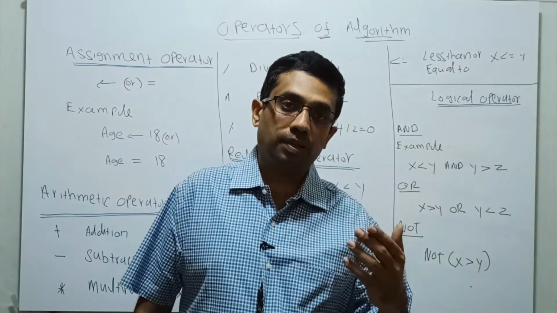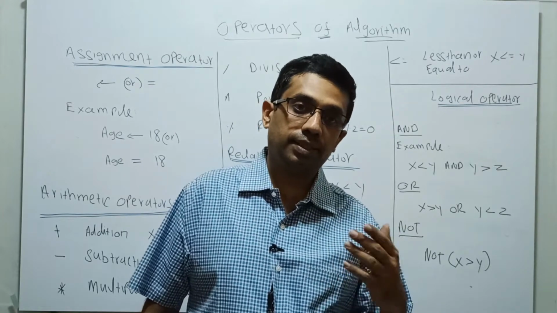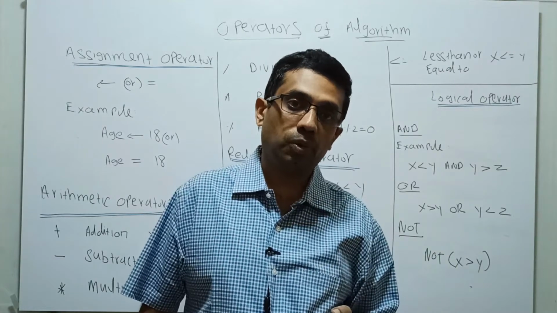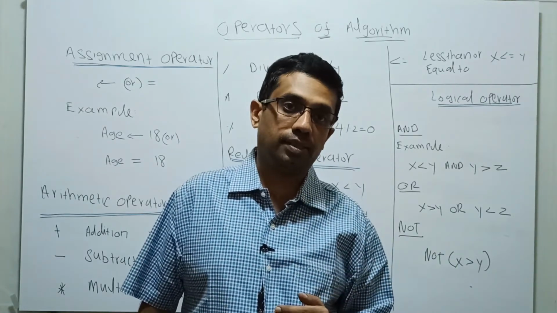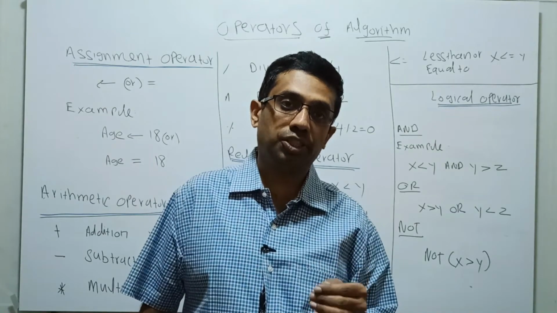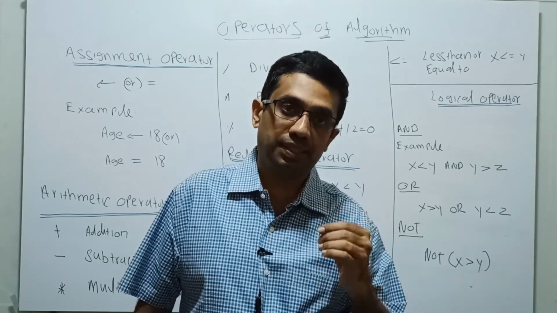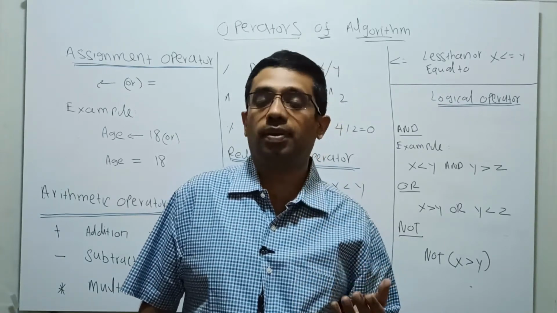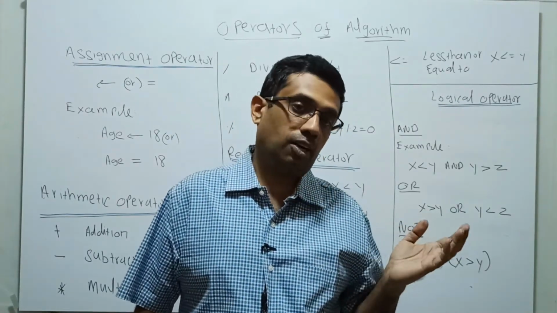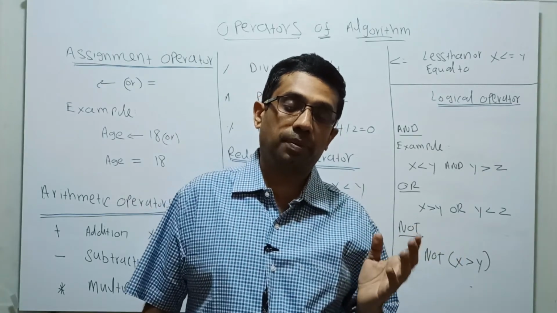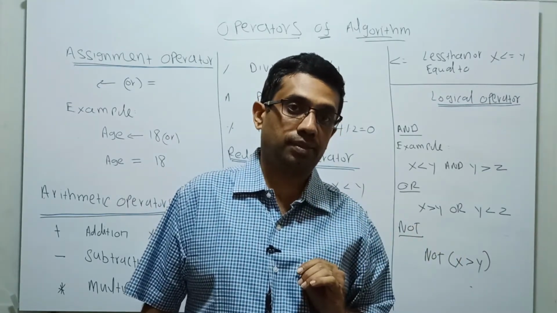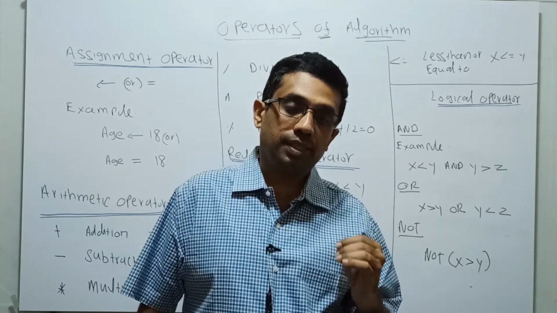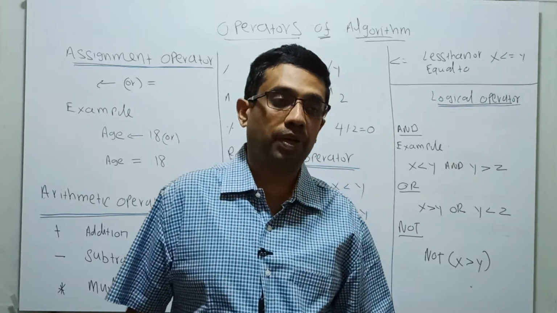The outcome of the arithmetic operator is a numerical value. The outcome of the relational operator is a Boolean value, so true or false. If the condition is true, then it will be a true outcome. If the condition is false, then it is a false outcome. Then the logical operator is used to combine the relational operators. They also have an outcome of true or false. We are going to discuss these operators one by one.